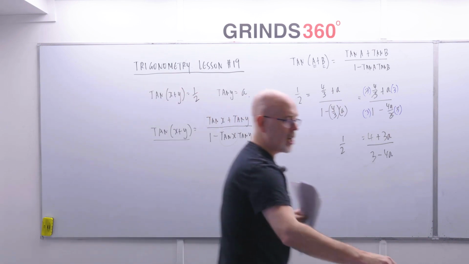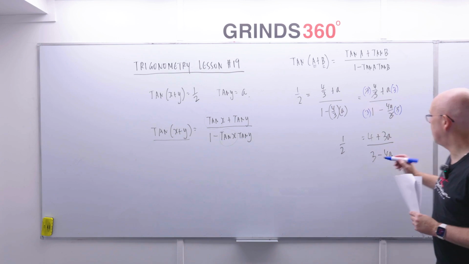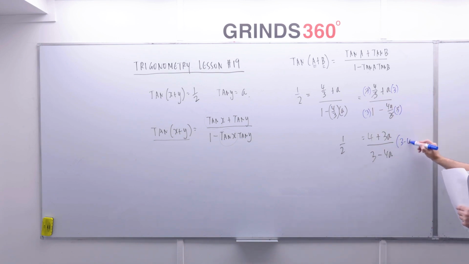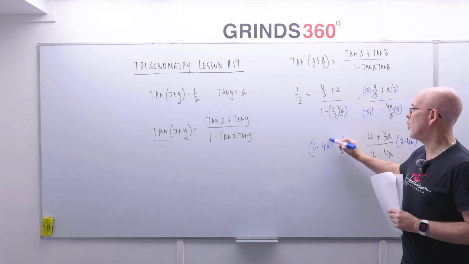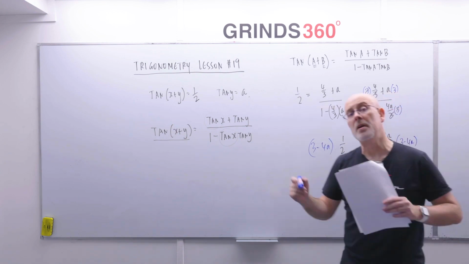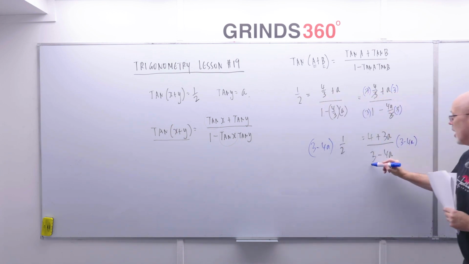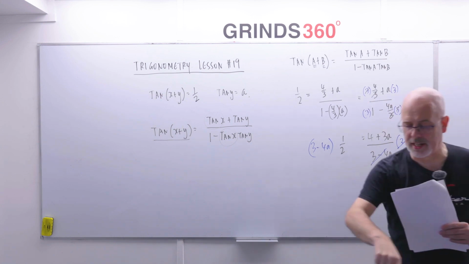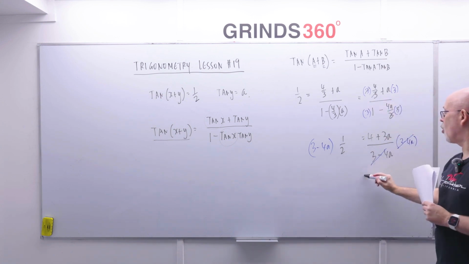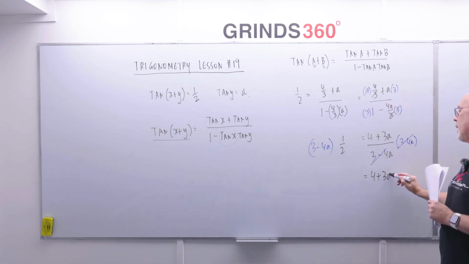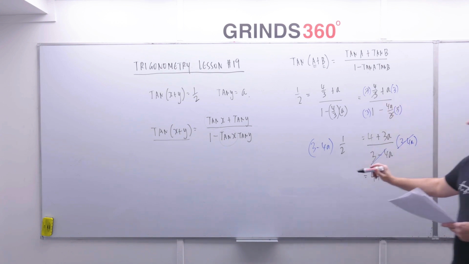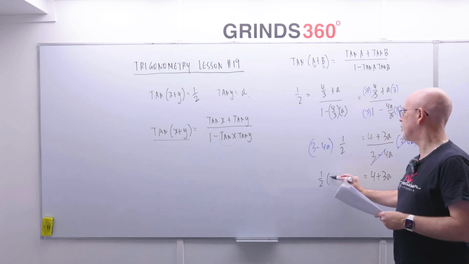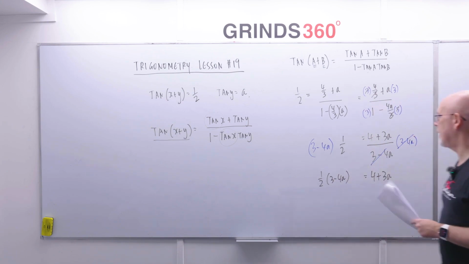And now I just have to solve that equation to find the value for a. So I'm going to multiply both sides by the denominator. Remember, that's how we get rid of fractions: multiply both sides, or multiply top and bottom, by a common denominator, because they're going to cancel on the right-hand side. And I just get 4 plus 3a here. And on this side, I'm going to get a half of 3 minus 4a.